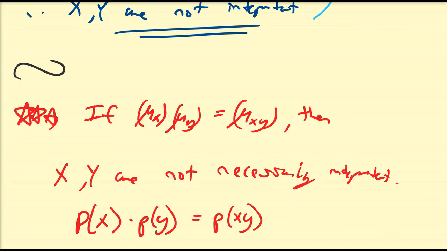But if you prove that mu x times mu y is not equal to mu xy, that guarantees that they are not independent. So these are just some side notes on joint probability density functions, and also how you calculate the first moment, second moment, and the variance of these random variables.